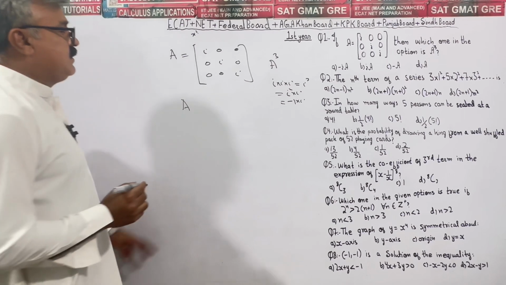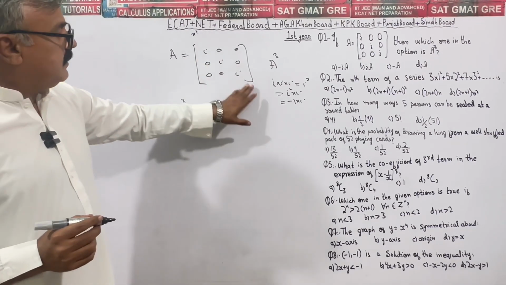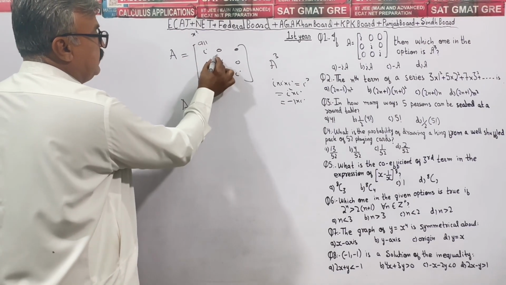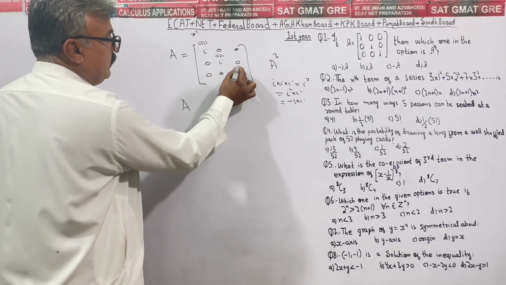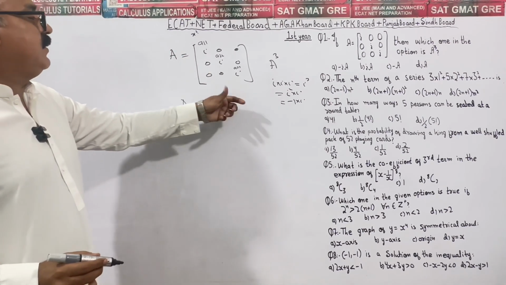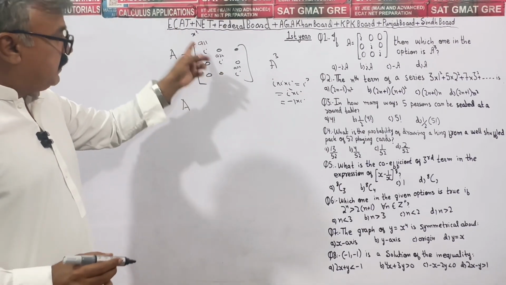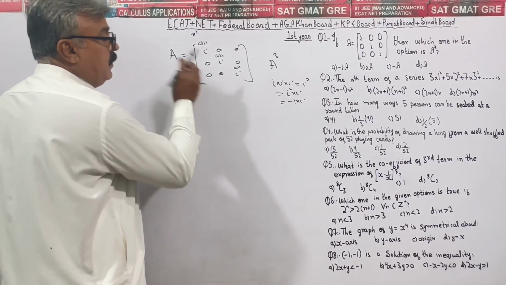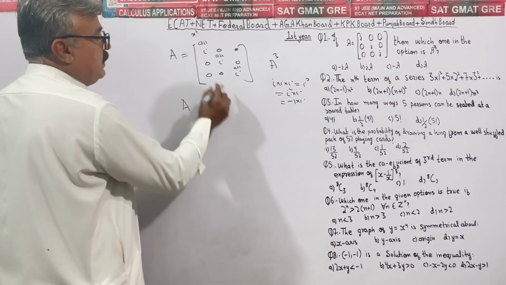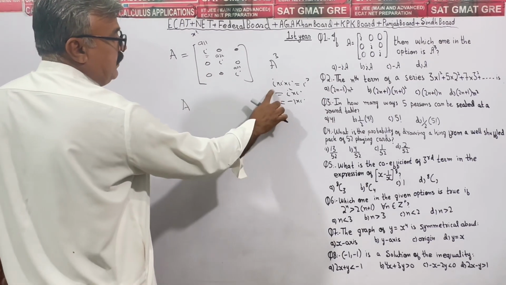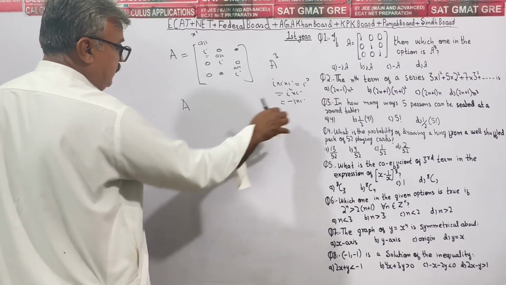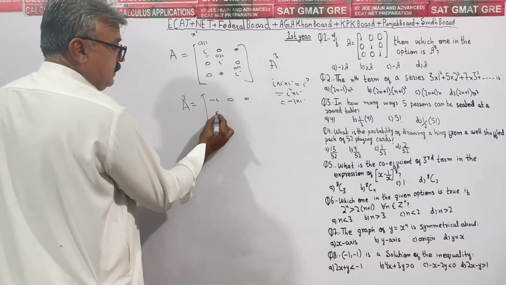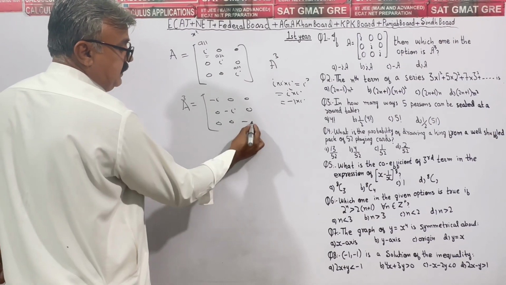Whenever it is a scalar matrix, all elements except the diagonal are 0 and the diagonal is the same. How to multiply them with no effort, with no time? Just multiply the diagonals. Iota into iota into iota, 3 times, it will become minus iota. So A cube is equal to minus iota 0 0, 0 minus iota 0, 0 0 minus iota.